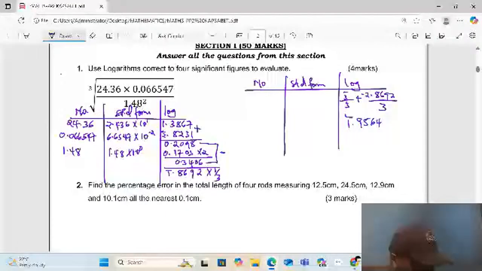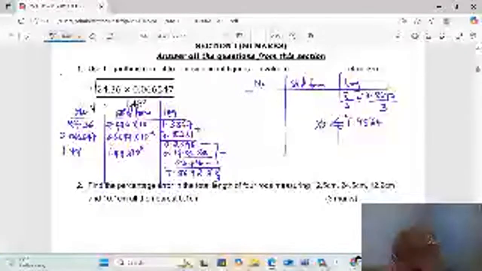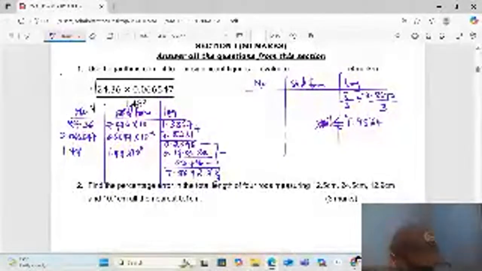Then here we simply find the antilog. So the antilog of this, whatever we get, we're going to multiply by 10 power negative 1 because of this bar 1, times 10 power negative 1. So the antilog of 9564, we are going to get 9.045.